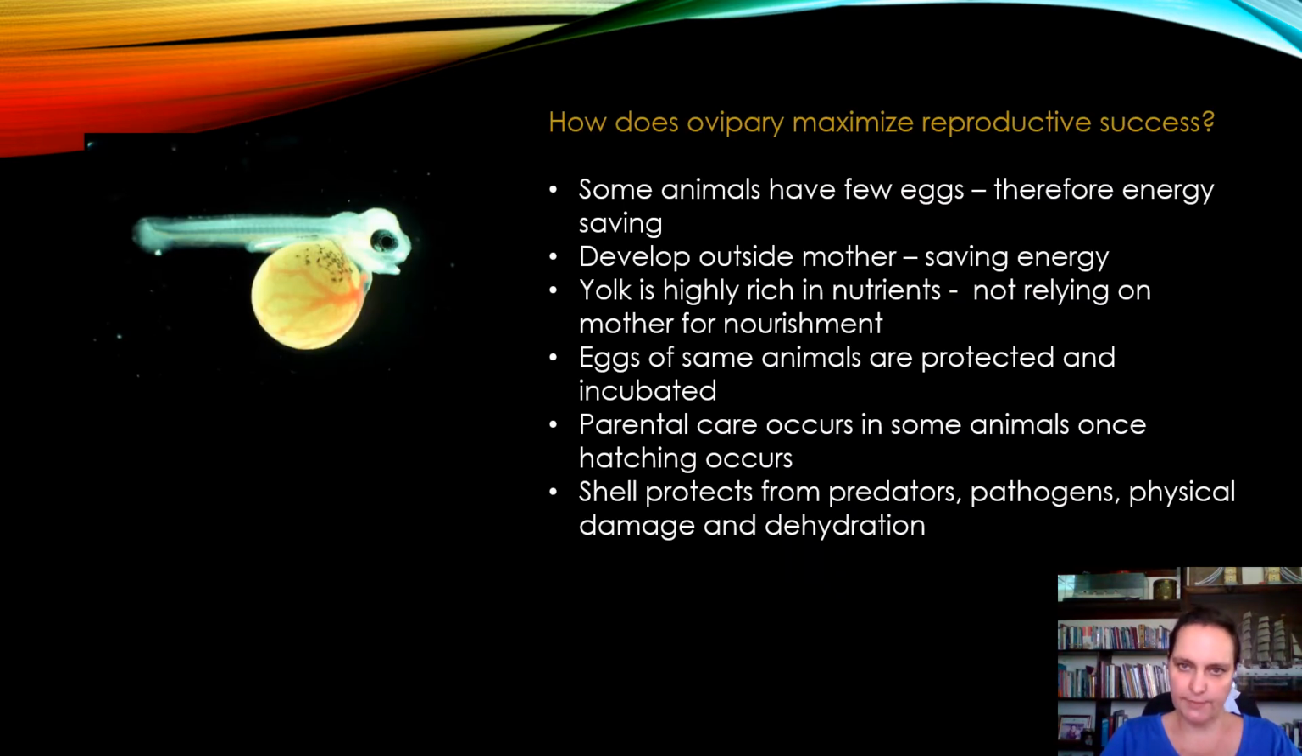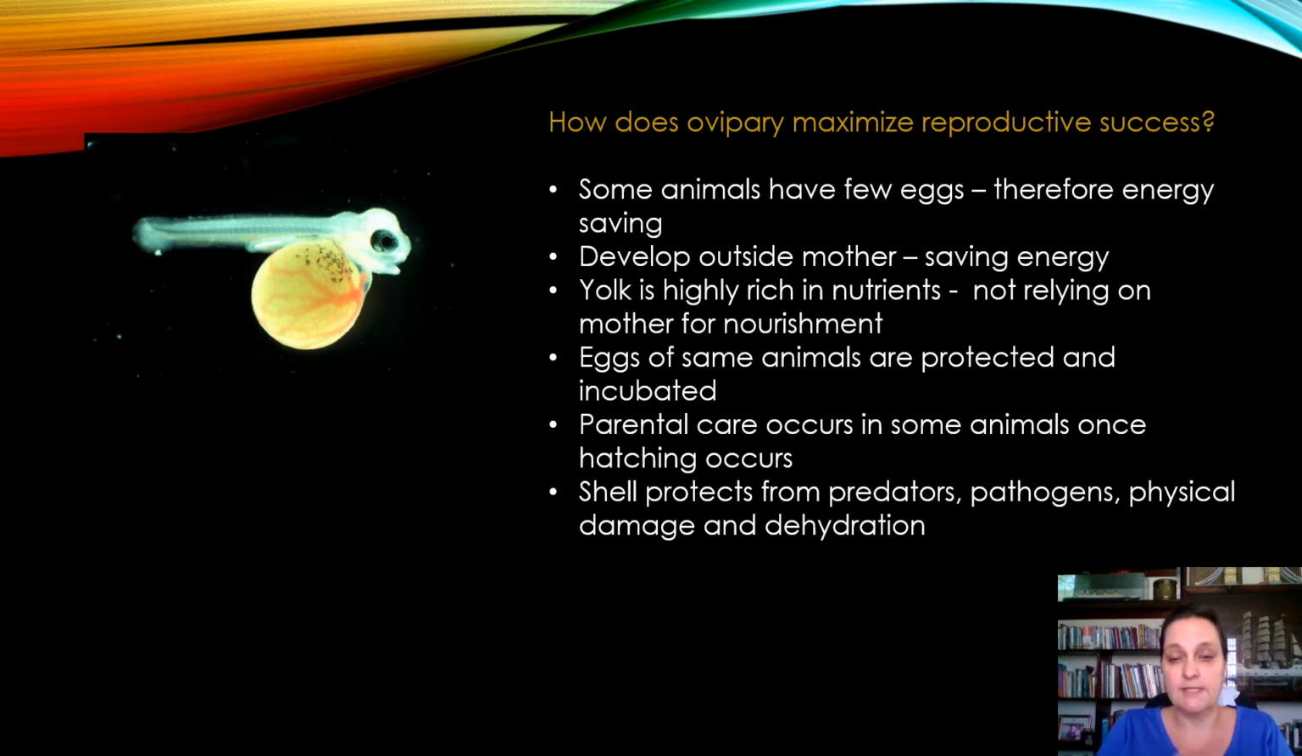So how does ovipary maximize reproductive success? This is the question we have to ask all the time. So what is it about egg laying that is so successful? Well, in some animals, only a few eggs are laid. So perhaps in birds, for example, especially birds like ostriches, and therefore there's lots of energy saved because they're only laying a few eggs. Of course, because they develop outside of the mother, as I mentioned earlier, the mother's not providing any energy, any protection, so all that energy can be saved. The embryo is developing nicely outside the body. The yolk is highly nutritious and provides everything that that embryo needs to develop.